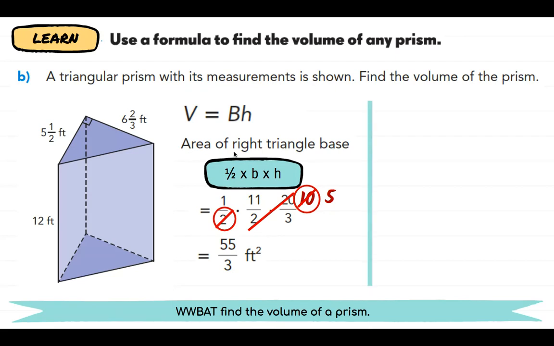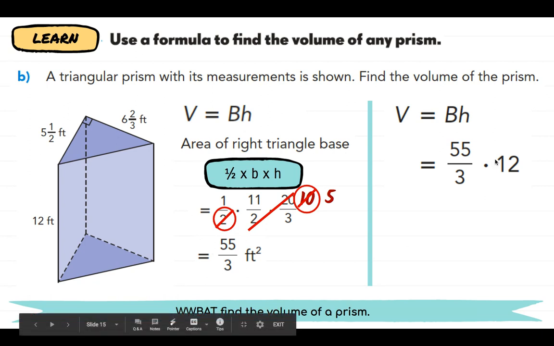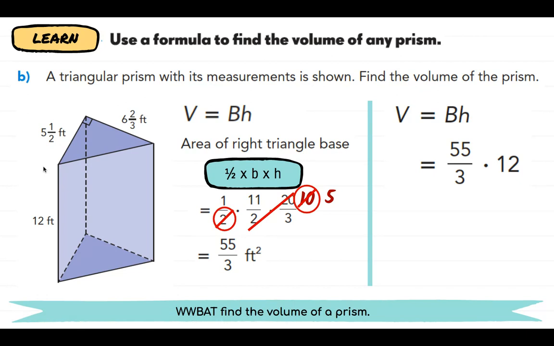Now, after we find the area of the right triangle base, meaning that we find the area of the base of this prism, we can use the formula V equals BH. By B, base is 55 thirds times 12, which is the height of the prism. So 55 thirds times 12, 3 and 12 has a common factor of 3. So 12 divided by 3 gives me 4. Same as 3 divided by 3 gives me 1. So now I have 55 times 4 over 1, which equals 220 cubic feet.